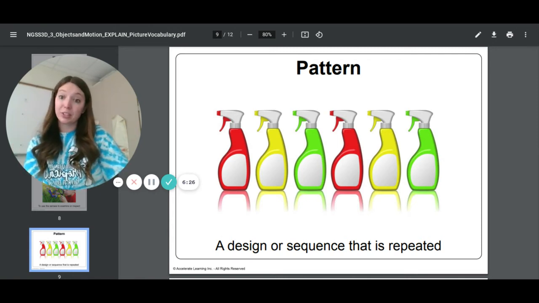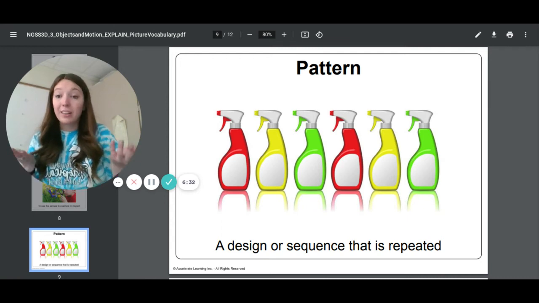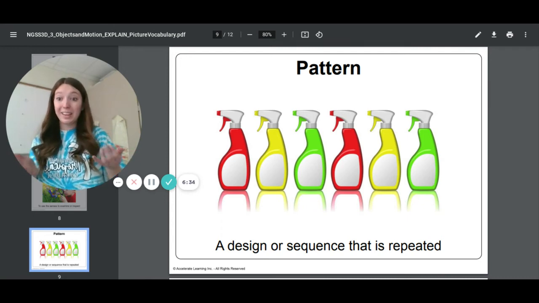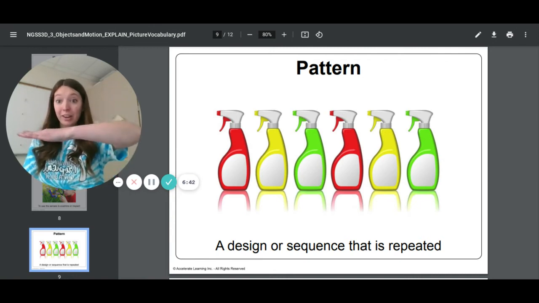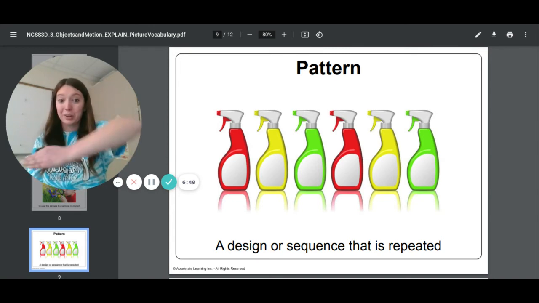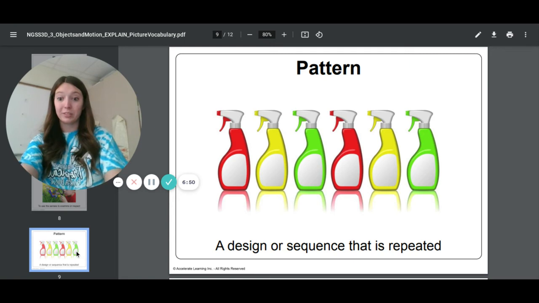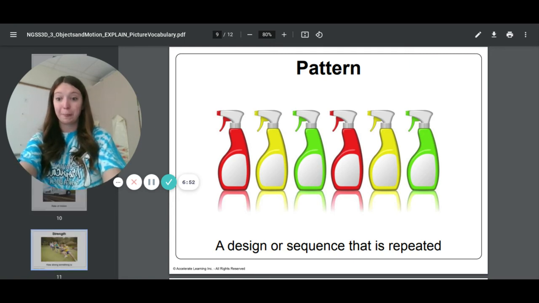When we're talking about objects in motion, there are patterns when we talk about observing motion. Think about a swing. If a kid is swinging on a swing, there is a pattern, back and forth, back and forth, back and forth. When we're talking about a seesaw on the playground, there's a motion, there's a pattern in that motion, up and down, up and down, up and down. There are patterns all around us when we're talking about objects in motion.